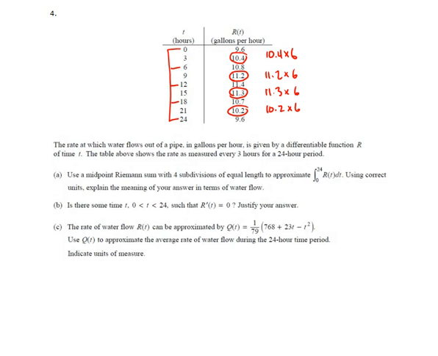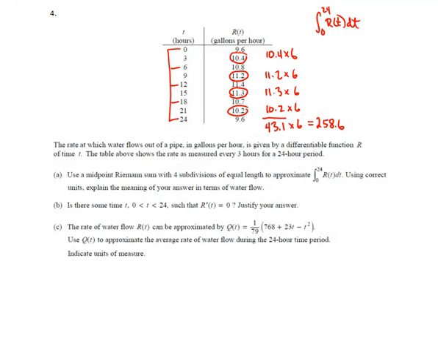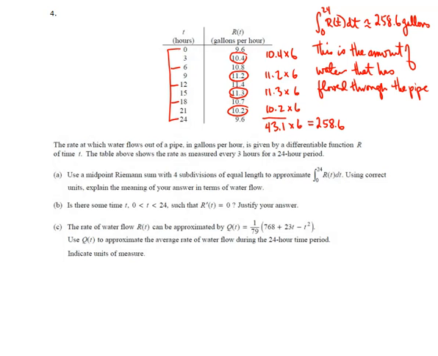So if we were simply to add up all of the heights and then multiply that value by 6, it would be the same. And that would come out to 43.1 times 6, which from our calculator is 258.6. And so therefore we can state that the integral from 0 to 24 of r of t dt is roughly equal to 258.6 gallons. And this would be the amount of water that has flowed through the pipe in the 24-hour period.